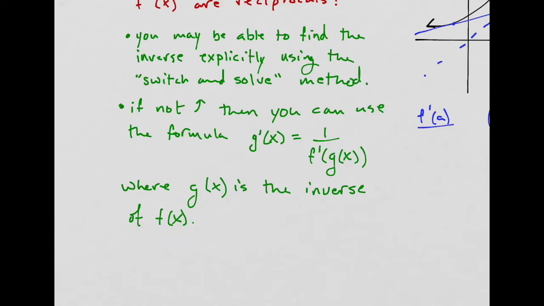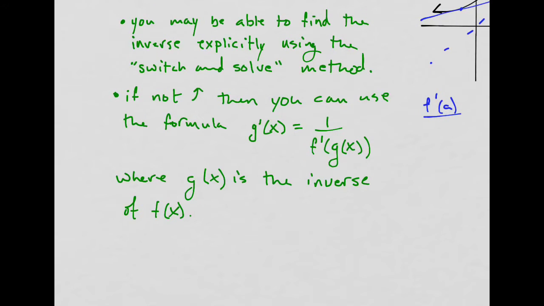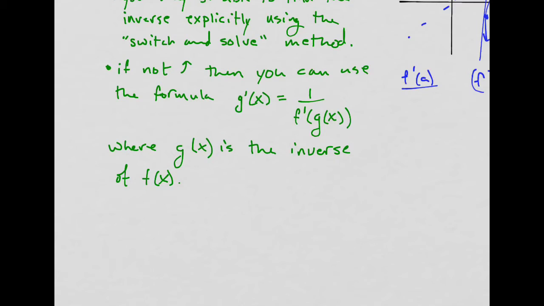I'm going to move on. You may be able to find the inverse of the function explicitly if you switch and solve. That's when you make f of x into a y, switch the x's and y's, and solve all over again. That's how you get the inverse. Sometimes you can't do that easily, so it's not worth it. You just use the formula, and hopefully we are familiar with it. If f and g are inverses, then that's the formula we can use.